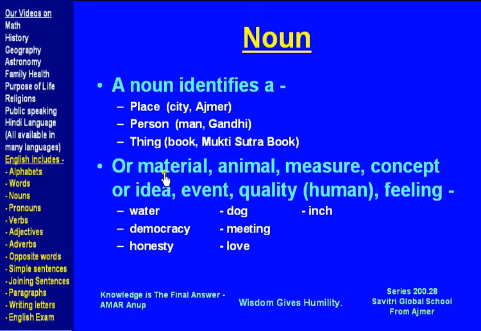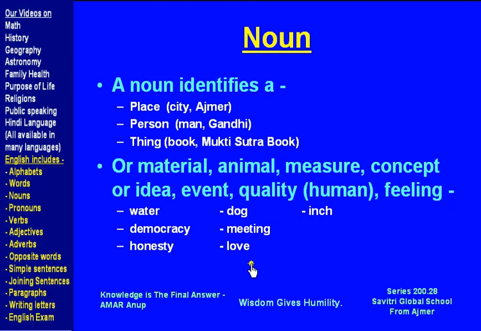Then a noun identifies a thing. So when we say the word book, we are talking about a thing, and when we say Mukti Sutra book, we are talking about a particular book. So this is a proper noun and the word book is a common noun.